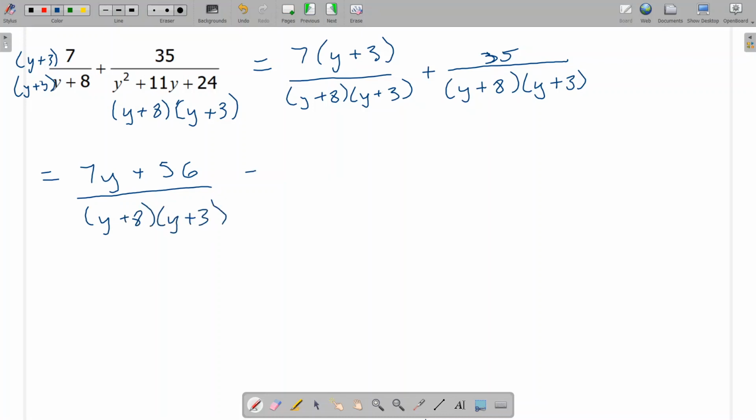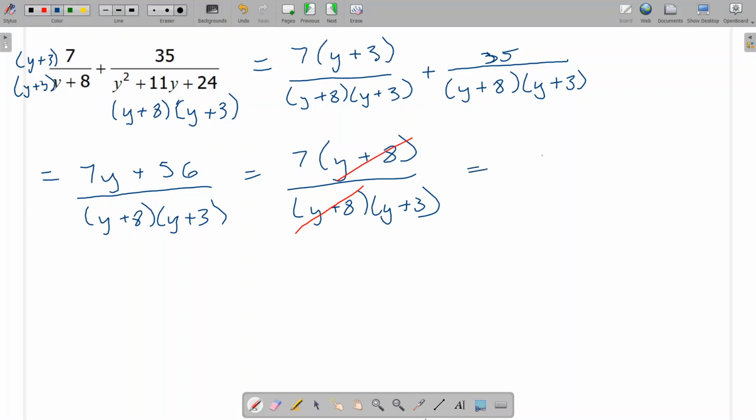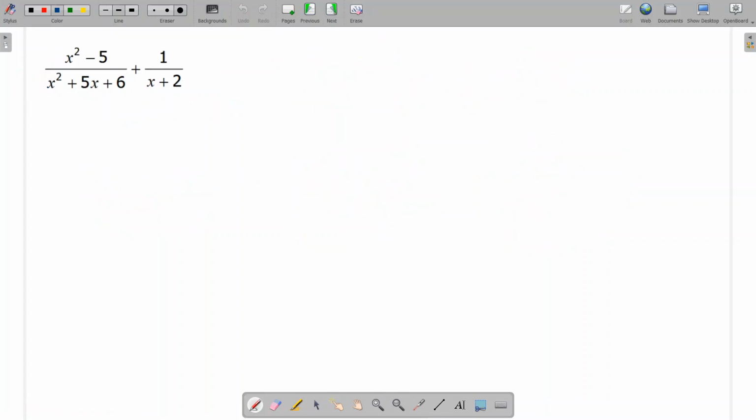So now in my numerator, now that I have it correct, I can factor out a GCF of 7, which leaves me with y plus 8, which is going to be able to cancel with that y plus 8 in the denominator. And we are left with 7 over y plus 3. Oh, I'm saying something and writing something different. There we go. All right, let's take a look at another one here.